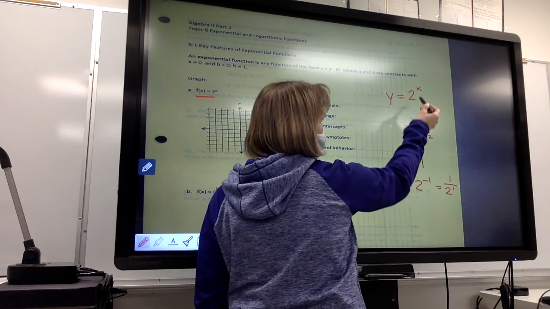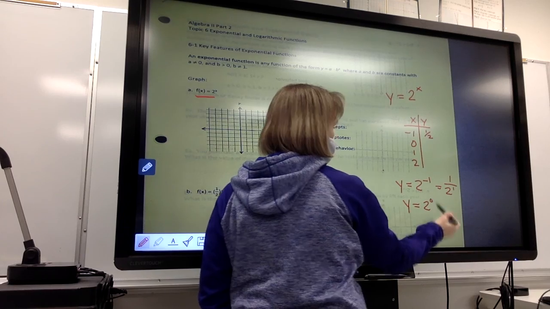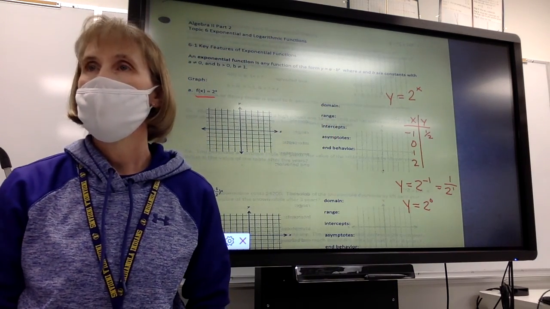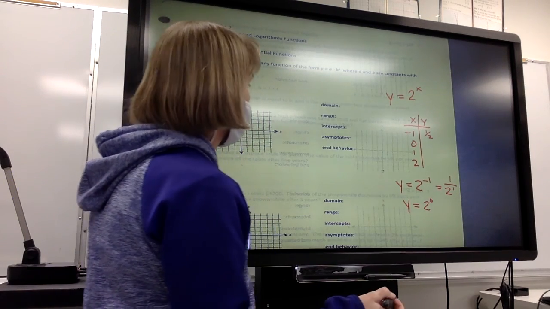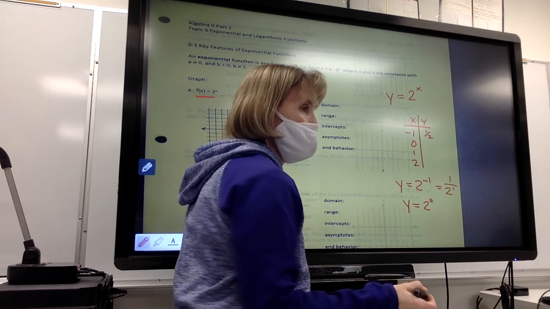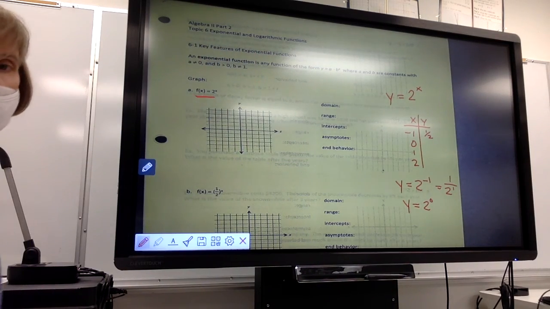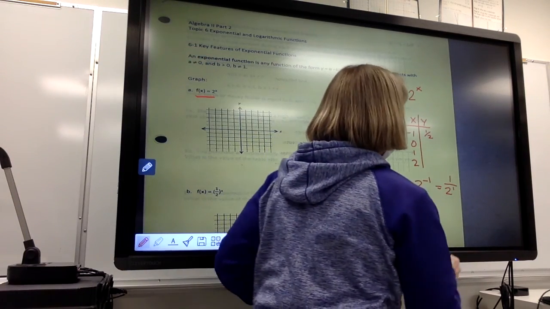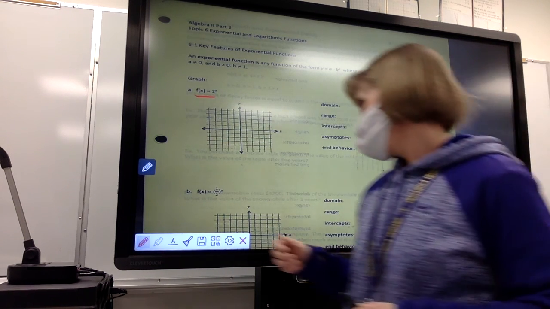If I put a 0 in there, so I said y equals 2 to the 0 power, what is anything to the 0 power? Not 0. It stays the same? Wait, does it go down by 1? Okay, it doesn't go down by 1. Let's see, where can I do this? I gotta stay on here.